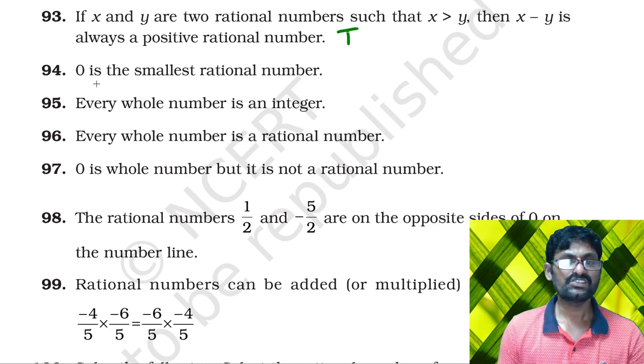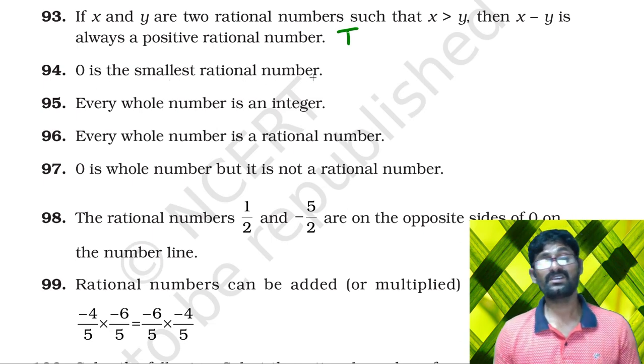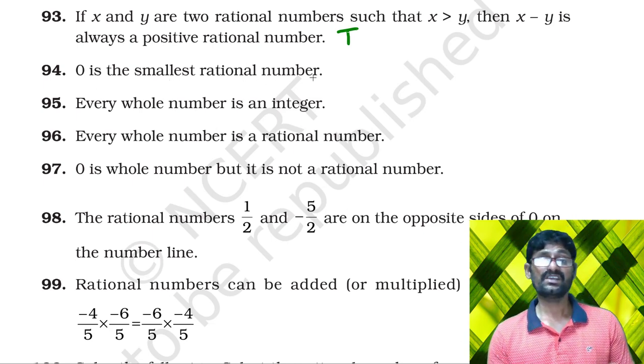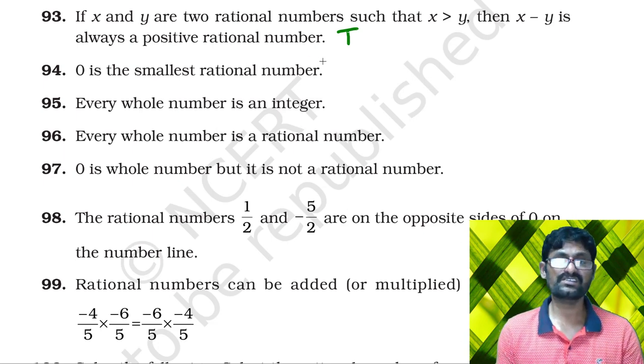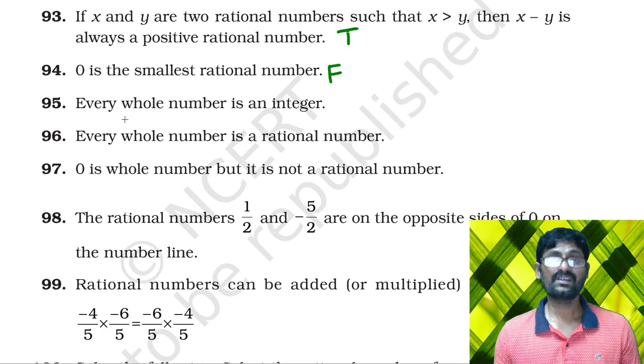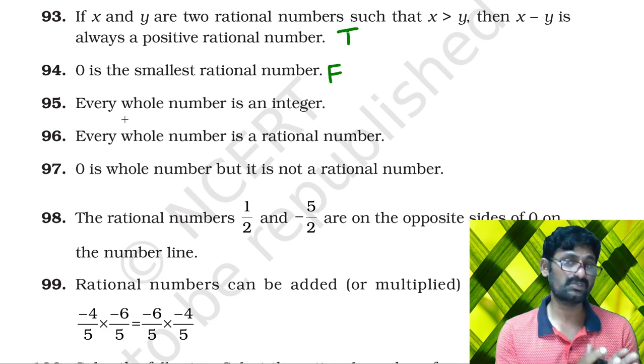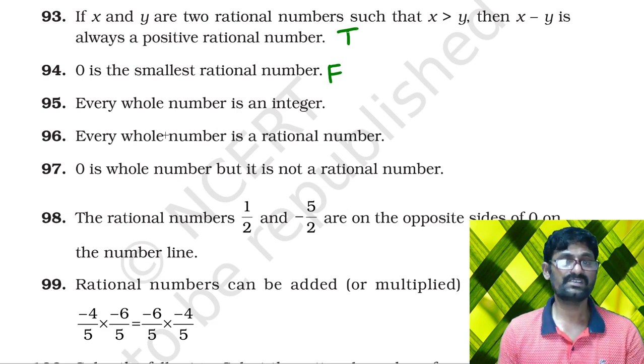Next, 94. 0 is the smallest rational number. Then what about negative numbers? Negative numbers are smaller than 0. So this is not correct. So this is a false statement. There are negative numbers which are smaller than 0. So this is a false statement.